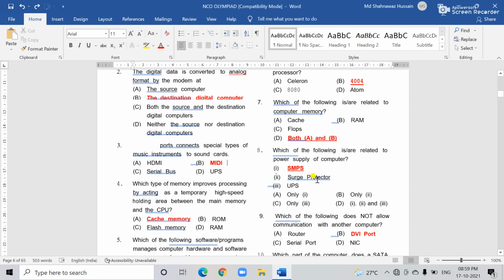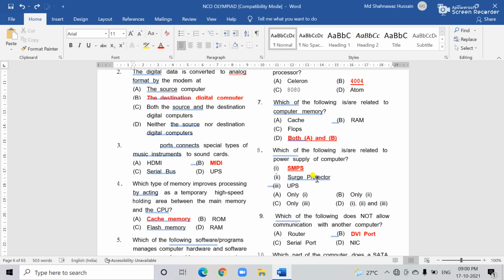The next is question number eight. Which of the following is or are related to the power supply of the computer? The power supply, all of you know SMPS, right? The SMPS, switch mode power supply. This is available inside the CPU. SMPS means it is connected to the CPU. It helps to supply the power.